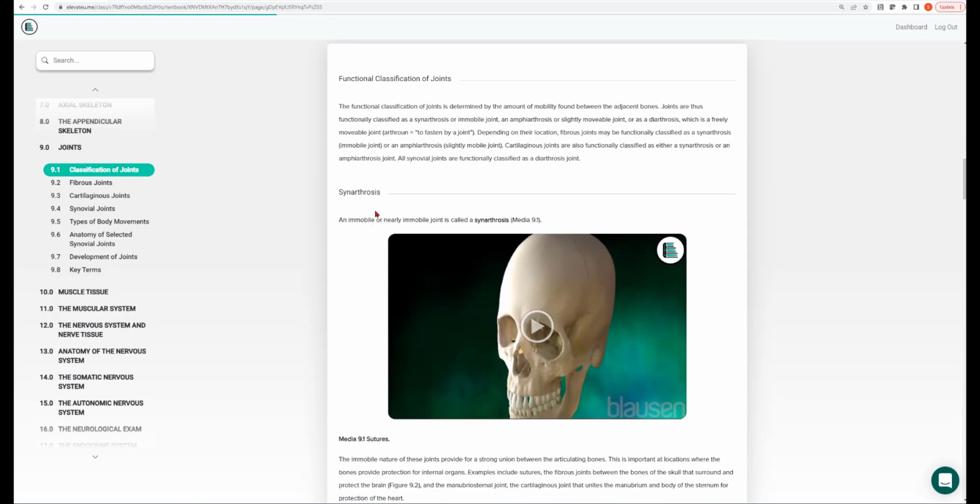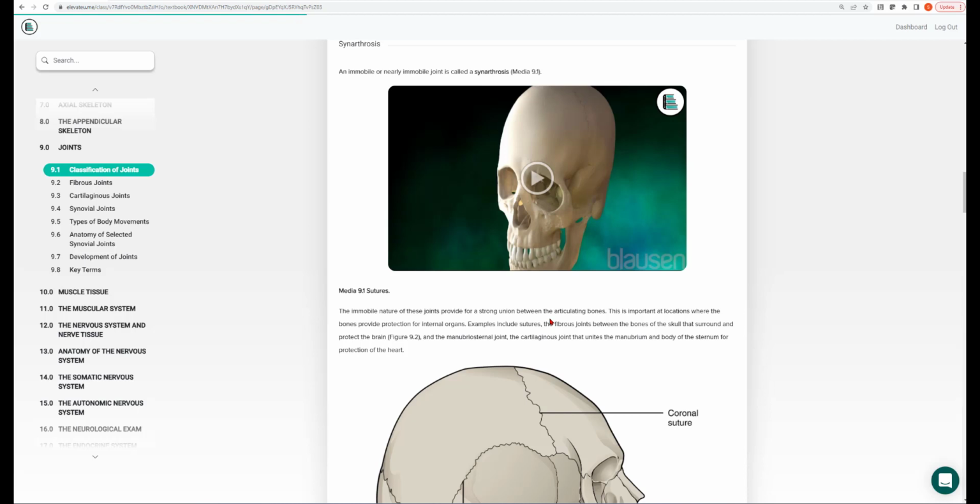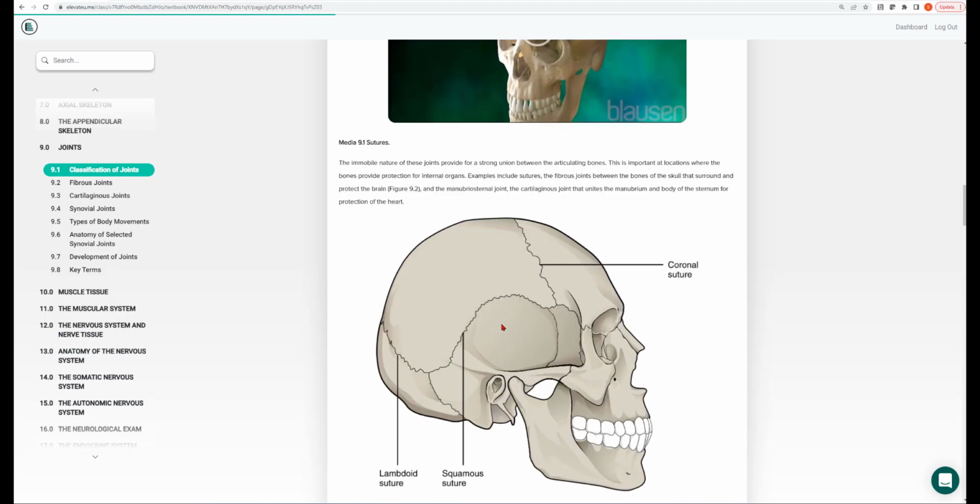So let's get started with synarthrosis. Again, a synarthrosis is an immovable or nearly immovable joint. Make sure you're watching these videos. And a good example of synarthrotic joints are sutures. You have learned in lab 4 different sutures, 3 of which are labeled here in this skull. There's the coronal suture. You know that this is where the frontal bone comes to meet with the parietal bone. There's the squamous suture, which is between the temporal bone and the parietal bone. There's the lambdoid suture between the occipital bone and the parietal bone.